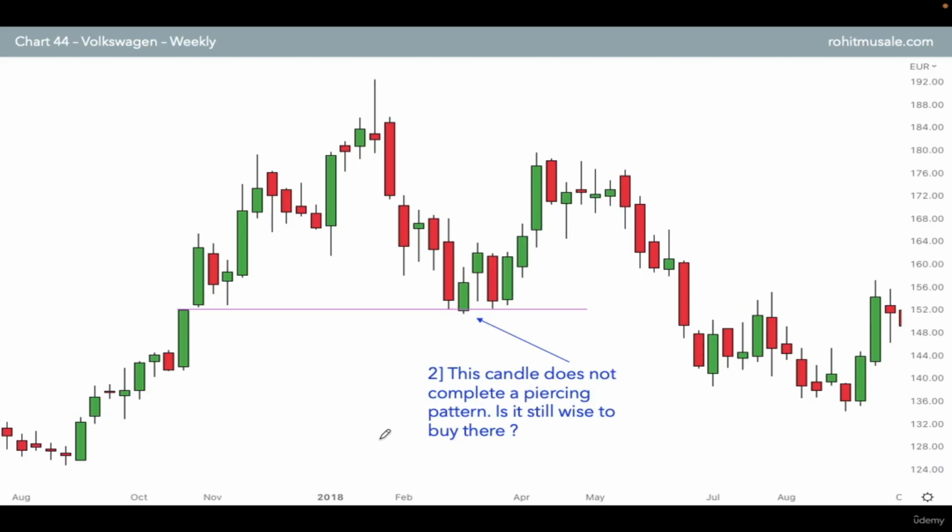Number 2, this candle does not complete a piercing pattern. Is it still wise to buy there? Of course, it makes sense to buy there. As I explained, it opens below and closes back above. Definitely I would buy on that candle.